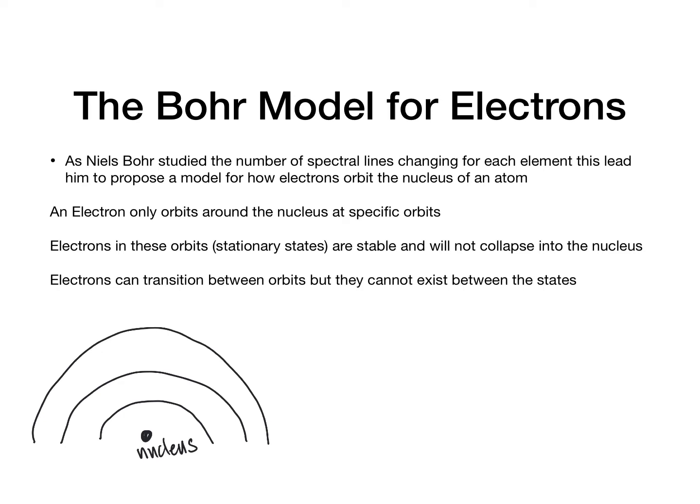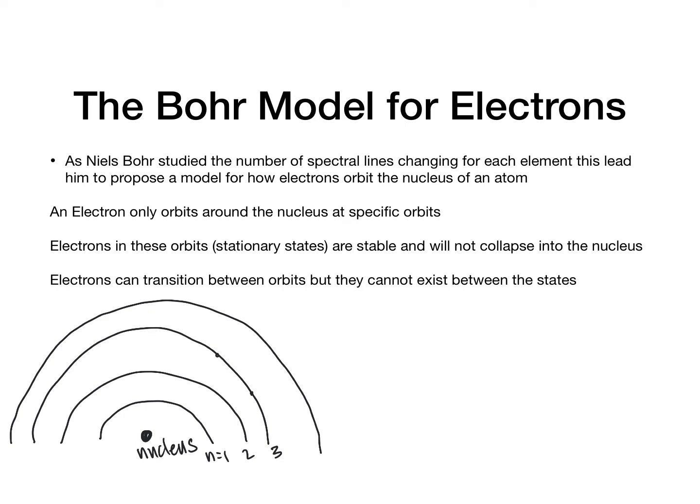what he's starting to say is that the electrons can be in this state here, and he's going to name them n equals 1, 2, 3. And what we're going to see is that the electrons in these orbits are stable. Now, physics tells us that something in an orbit will collapse towards the center, but that is not what we see. And he states that electrons can transition between orbits, but they cannot exist between the states.